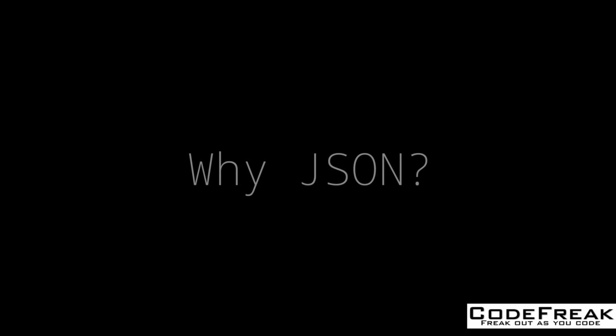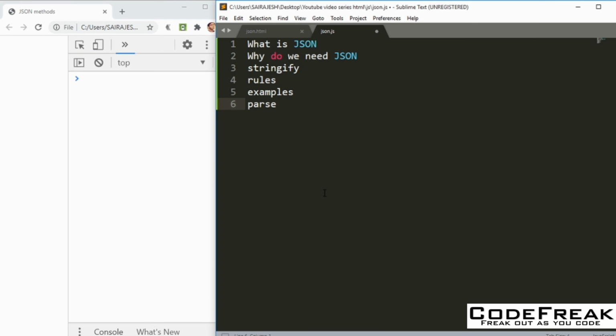Now let's look at why we need JSON. Let's say we have a complex object and we want to convert it to a string and send it over a network. We can use the toString function and convert it into a string using backticks and so on, but that may take a lot of time. So that's why we use stringify, which automatically does it for you.